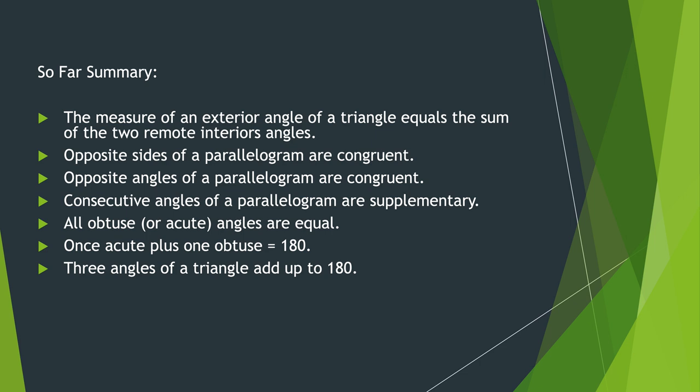The so far summary. The measure of an exterior angle of a triangle equals the sum of the two remote interior angles. We covered that. Opposite sides of a parallelogram are congruent. Opposite angles of a parallelogram are congruent. Consecutive angles of a parallelogram are supplementary. Those three were all covered in the first slide. All the obtuse angles are equal in the parallel lines diagram. All the acute angles are equal, and one acute and one obtuse add up to 180, and the three angles of a triangle also add up to 180. Plus, we did an example with side, side, side.